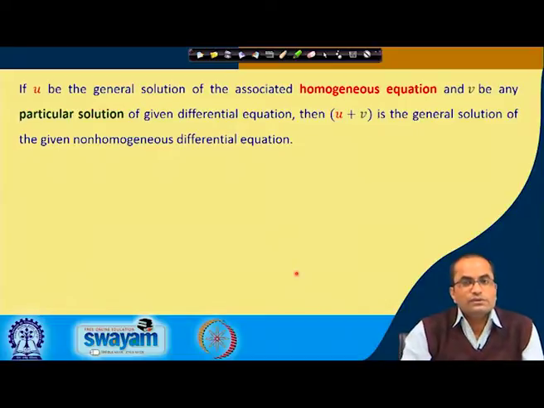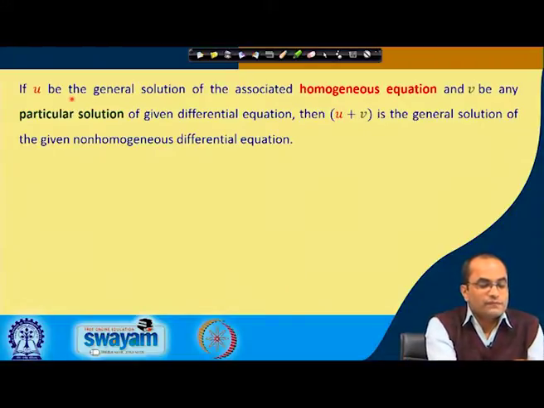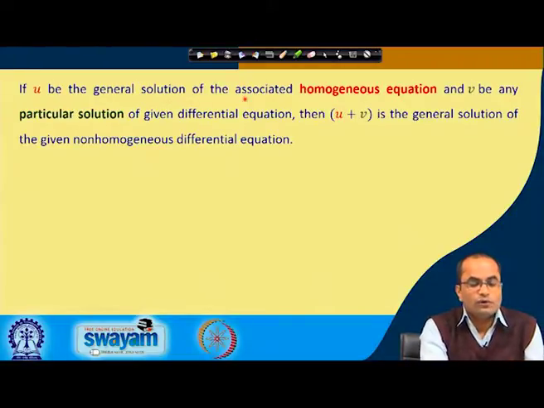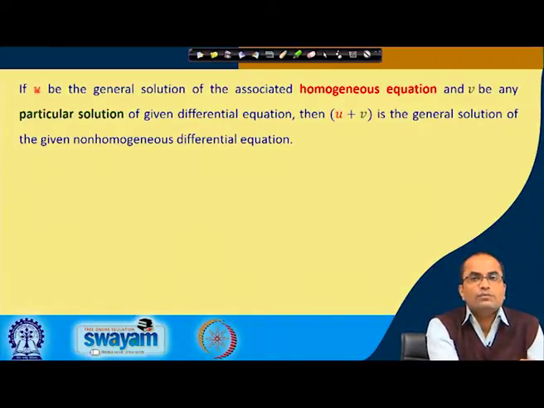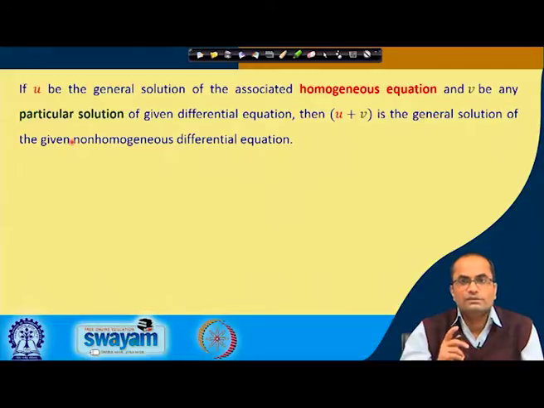Now, another important result which we will go through now. If u is the general solution of the associated homogeneous equation, so u is the solution of the homogeneous equation. Again, recall that a homogeneous equation is one where the right hand side is set to 0.